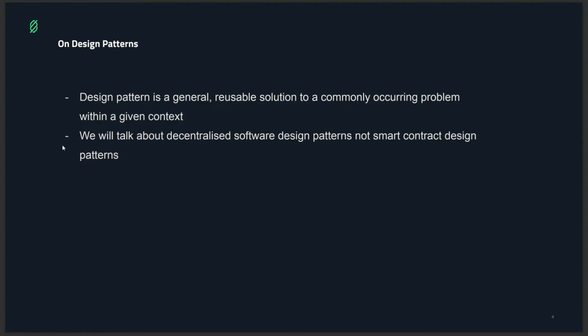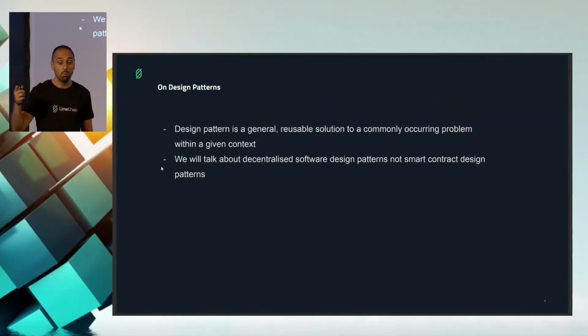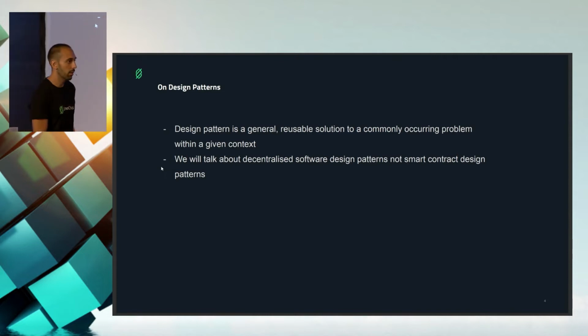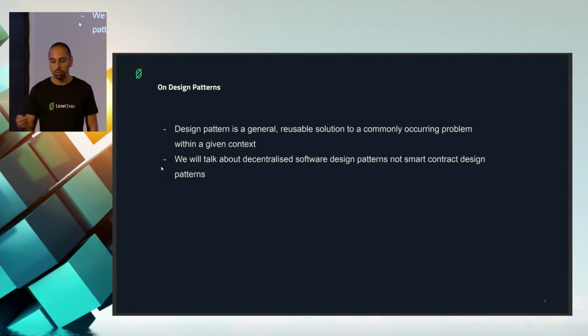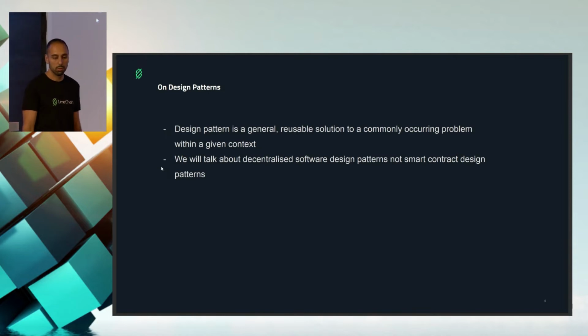Just a quick recap, what's a design pattern? A design pattern is a reusable solution to a commonly occurring problem. What I'll be describing over the next slides are the common problems that occur when you're designing decentralized software, and the reusable solutions that you can adapt to what you want to do. And again, I want to highlight this: I'm not going to necessarily be talking about smart contract design patterns. I'm going to be talking about decentralized systems as a whole. So let's get started.